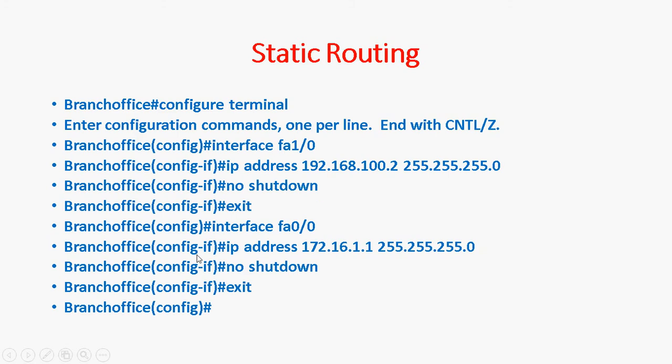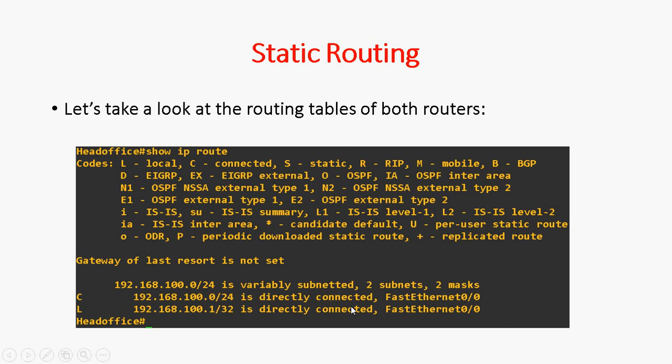Next I have to configure the branch office. Go to global mode, then go to the particular interface FA1/0, then assign the IP 192.168.100.2 and subnet mask, no shutdown, exit. Next, branch office to the customer LAN network: go to the particular interface FA0/0, assign the IP address 172.16.1.1 and subnet mask, then give no shutdown and exit. Okay, so in both head office and branch office, I have assigned the IP addresses to the corresponding interfaces.